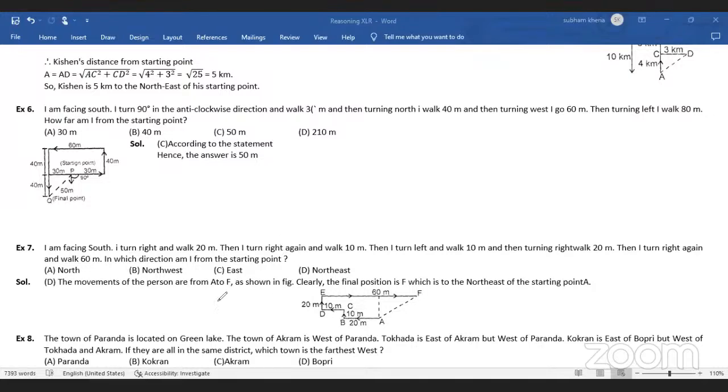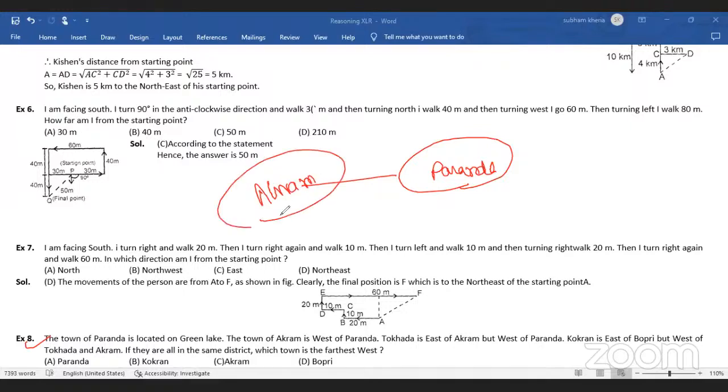We'll do this. So this one. Town of Paranda is located on Green Lake. Town of Akram is west of Paranda. Tokhanda is east of Akram.